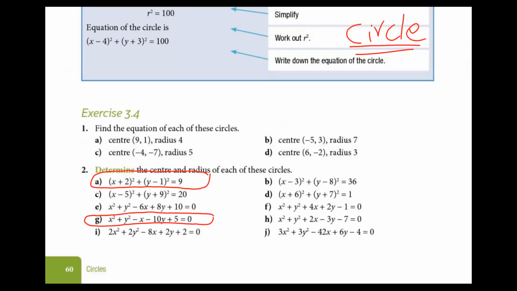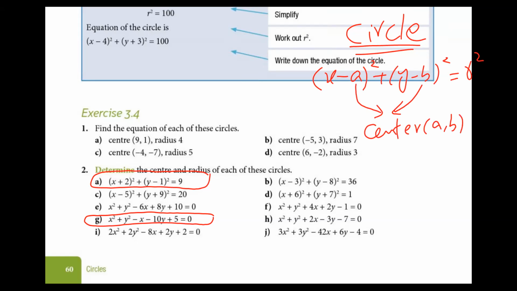If it is given in this form, (x minus a) whole square plus (y minus b) whole square equal to r square, in this option this a and this b is called the center, and the radius is this number. This number is called the radius.